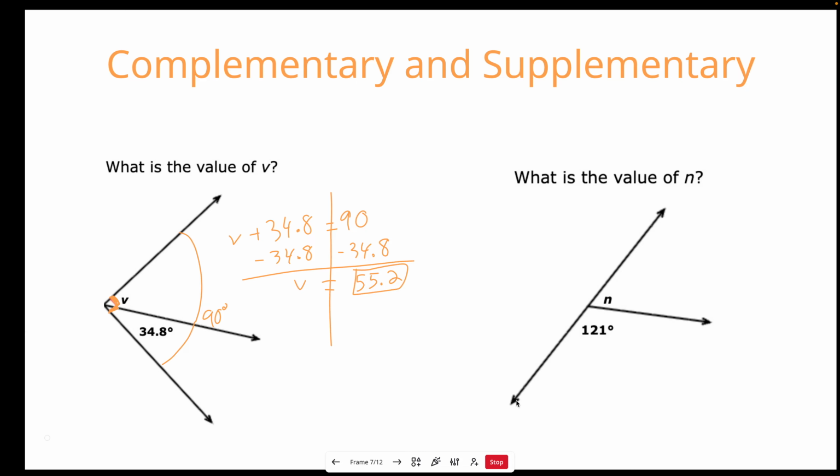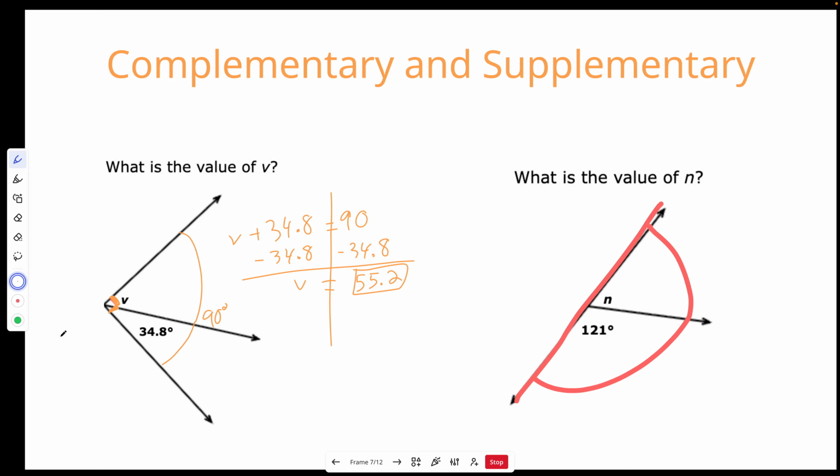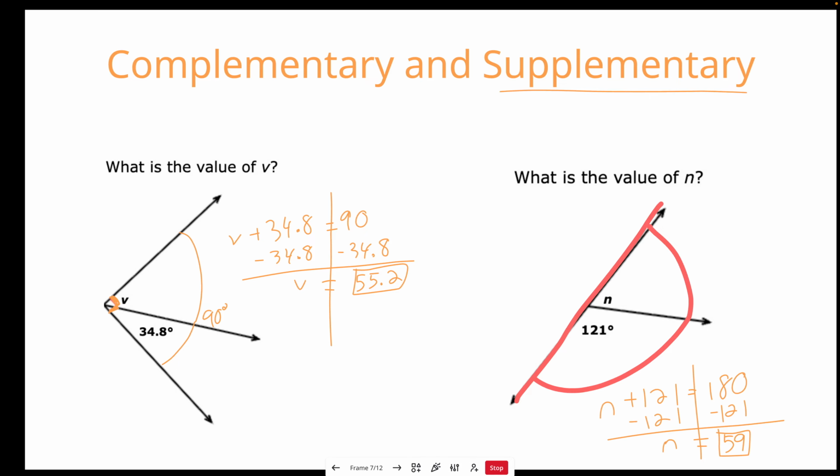This problem on the right, this is a flat line here, and a flat line makes 180 degrees. The other way to look at this is this angle here plus this angle here basically makes half a circle, which is 180 degrees. So the way that we write that algebraically, let's just write what we just said. We said that n plus 121 has to equal 180 degrees, which is supplementary. And then we solve this. And after doing the work, you should get n equals 59.